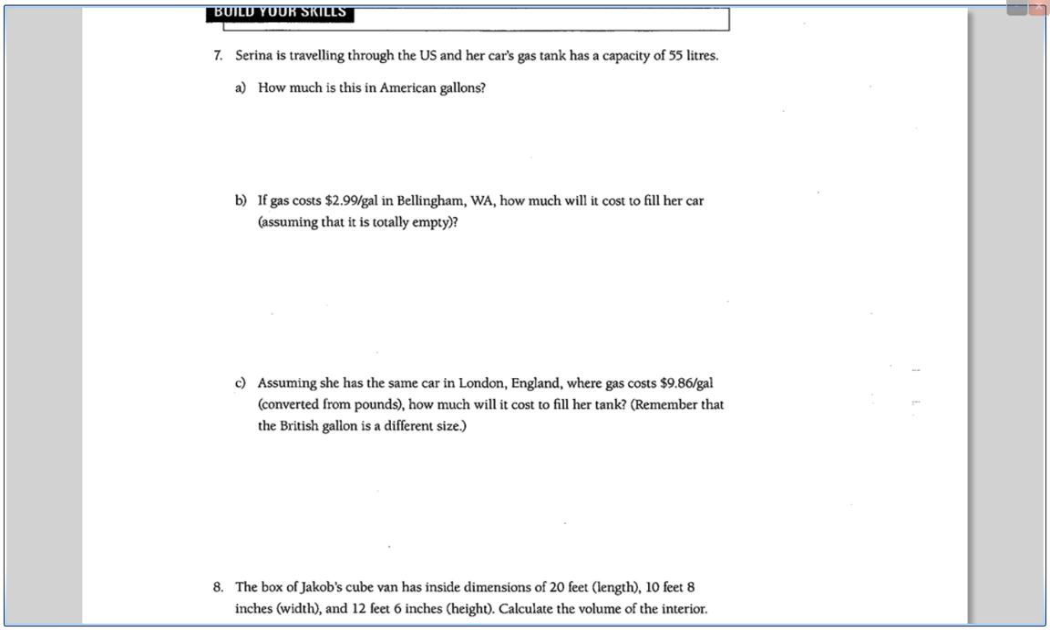So Serena is traveling through the US and her car's gas tank has a capacity of 55 liters. How much is this in American gallons? On my formula sheet there's a section on the front page that says capacity. Find the one that does liter and gallon. It says 1 gallon equals 3.8 liters. You have 55 liters. That's X gallons.